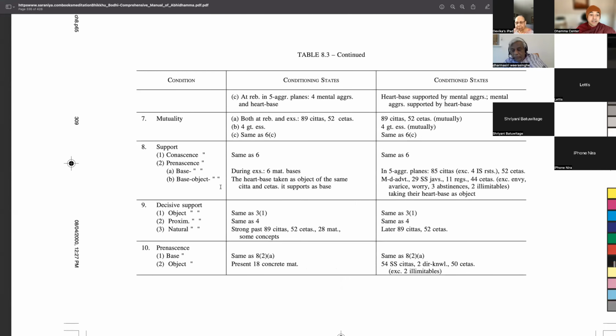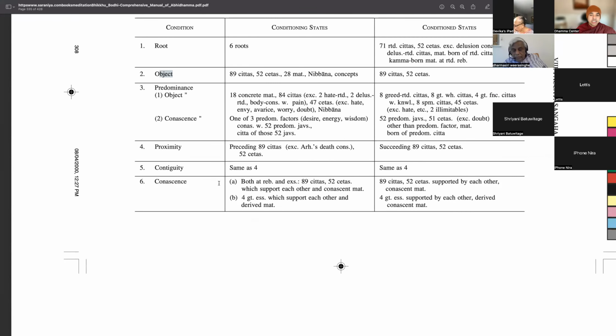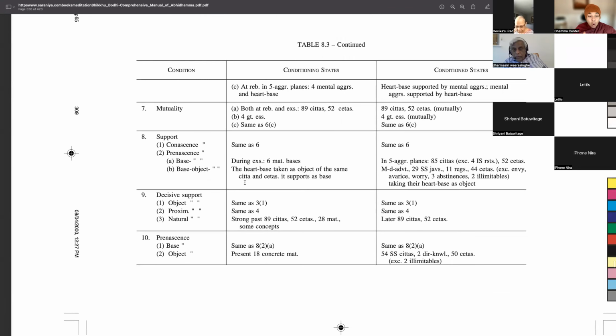What are the pachchas? It has sahajata pachcha in it, right? And we could actually go on and look at how many factors of the Patthana work in that moment.